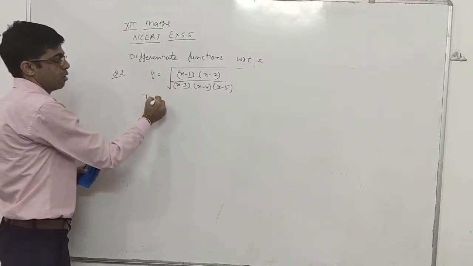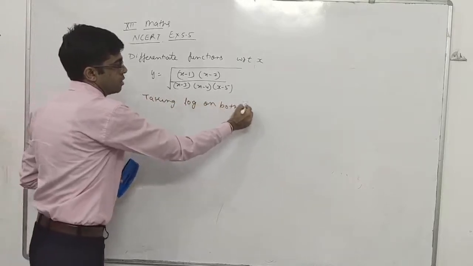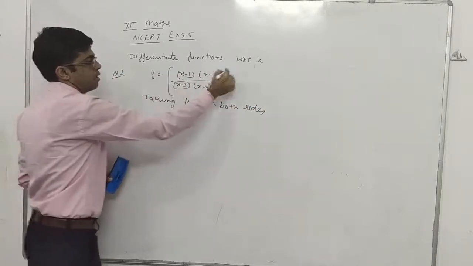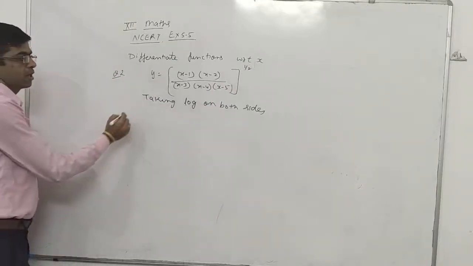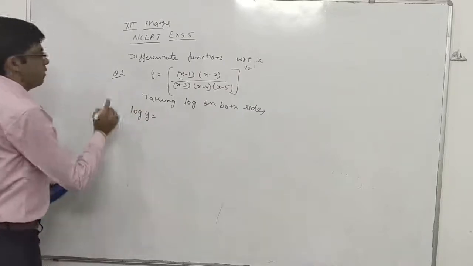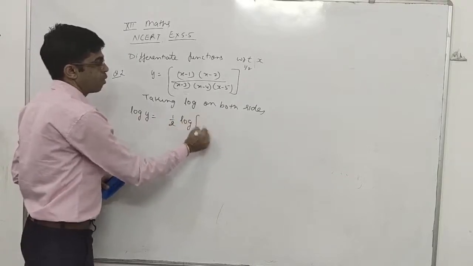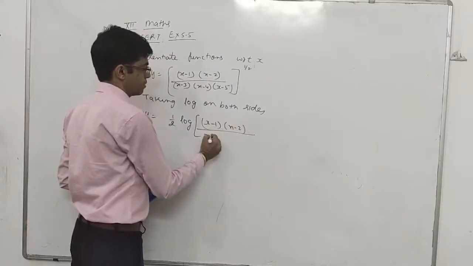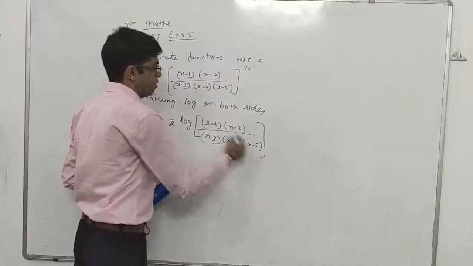So now taking log on both sides. In this question we can write the square root as power 1 by 2. So now log y, and the half will come outside when we take log of x minus 1 x minus 2 upon x minus 3 x minus 4 x minus 5.